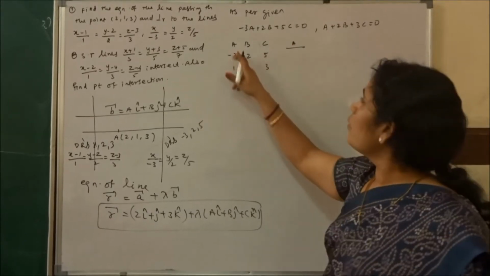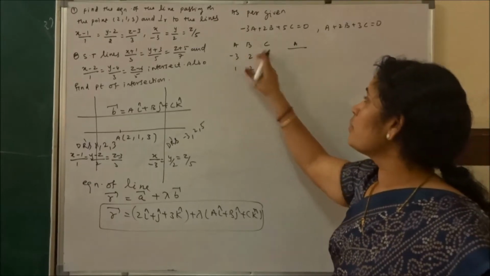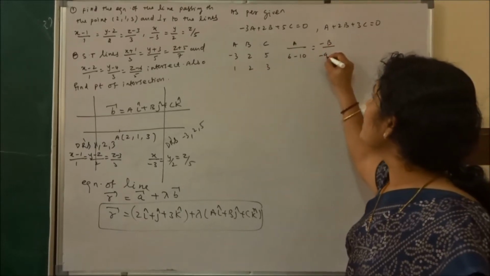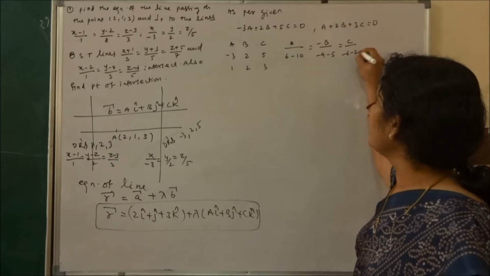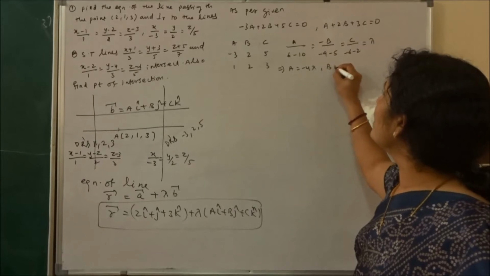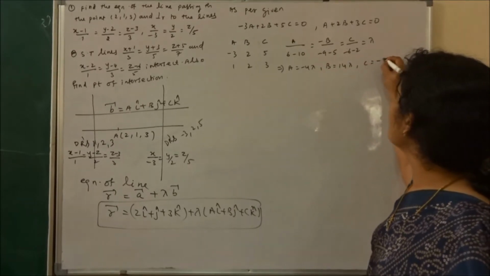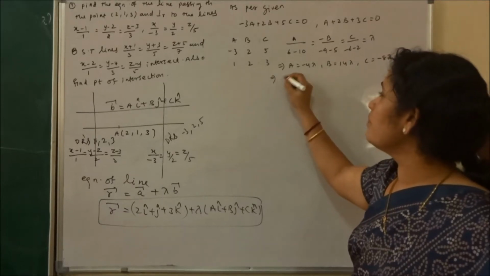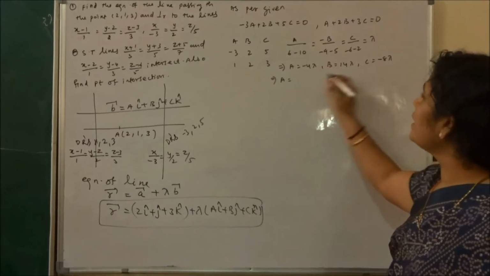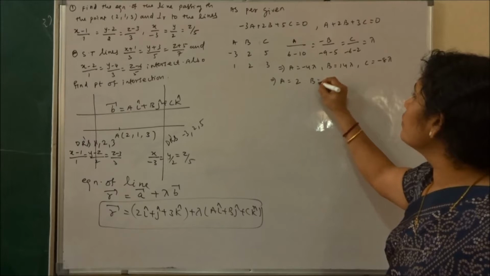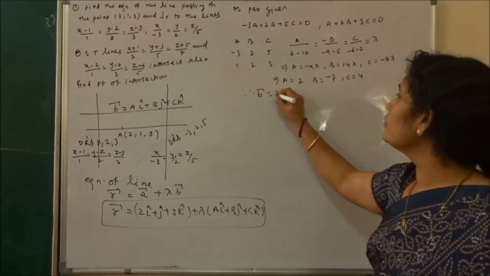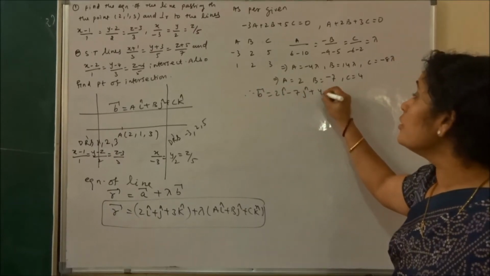Now a upon, by the same determinant method, delete the corresponding row and column, that is 6 minus 10, equal to minus b upon minus 9 minus 5, equal to c upon minus 6 minus 2, equal to, say, lambda. This implies a equal to minus 4 lambda, b equal to 14 lambda and c equal to minus 8 lambda. If I divide by the common number minus 2 lambda, the direction ratio is a equal to 2, b equal to minus 7 and c equal to 4. Clear? So therefore b vector equal to 2i minus 7j plus 4k. This is one of the most important and very easiest questions.